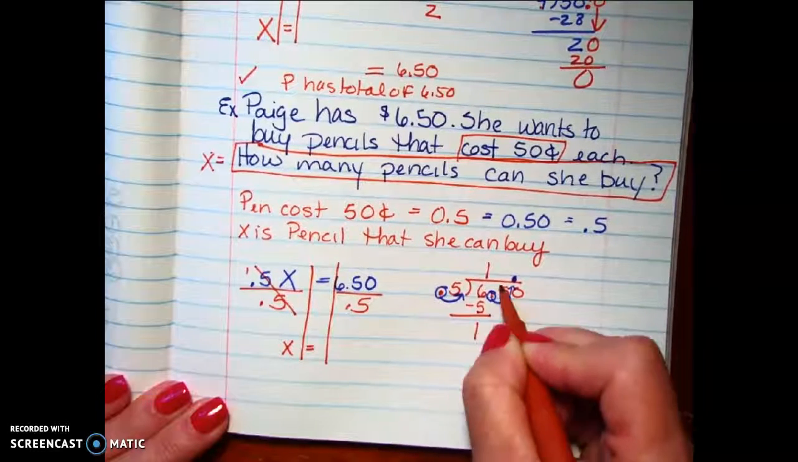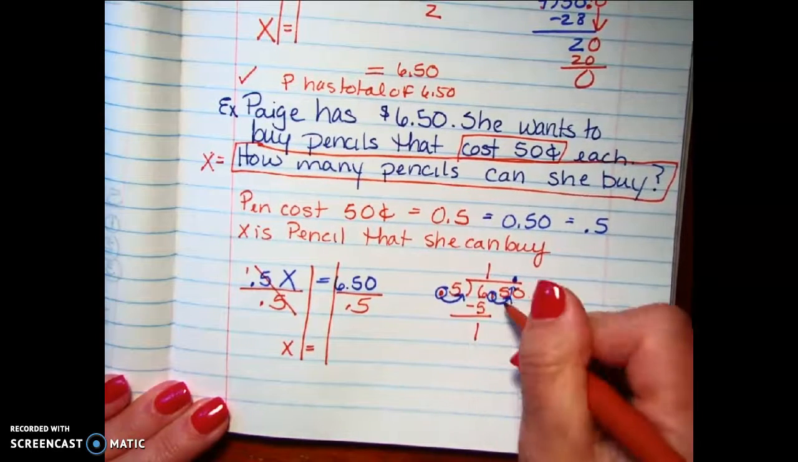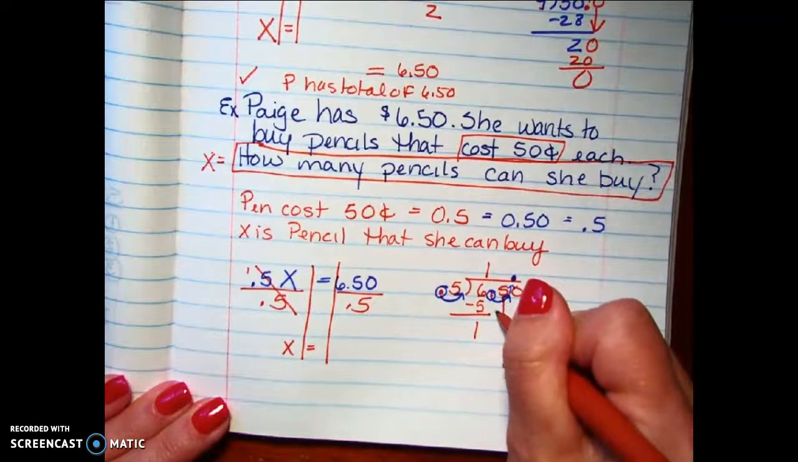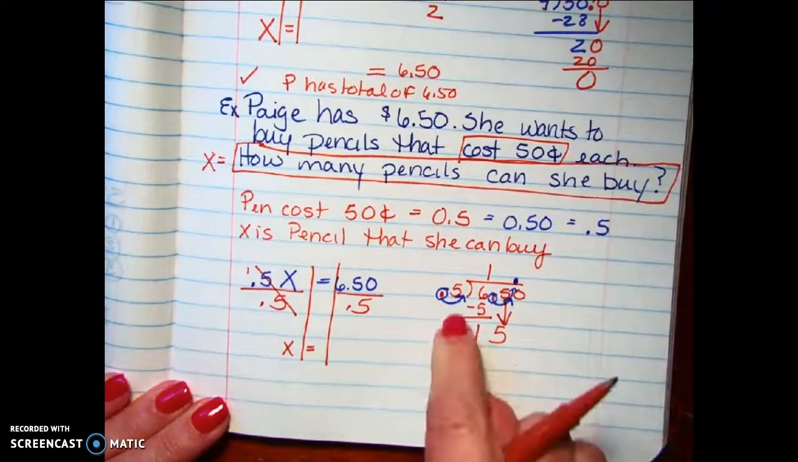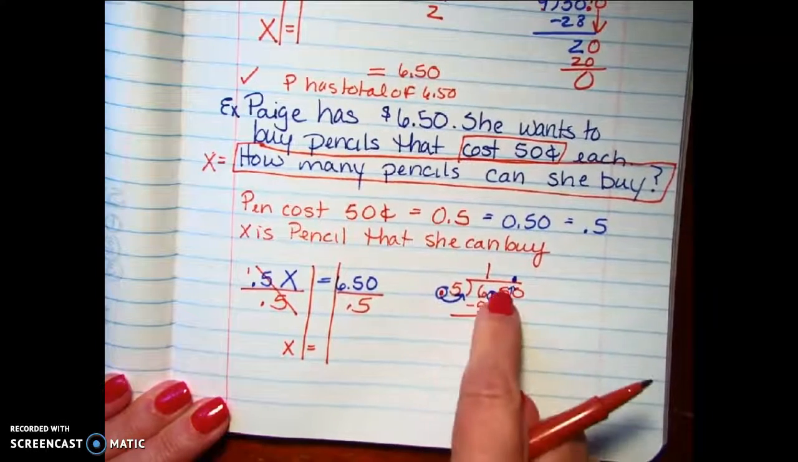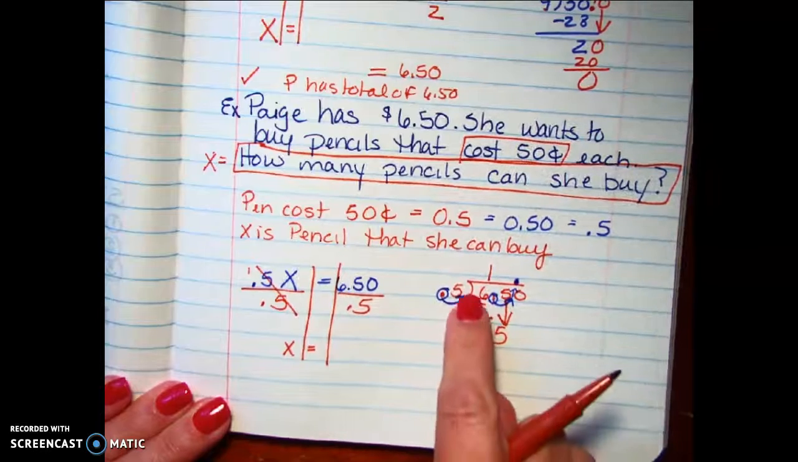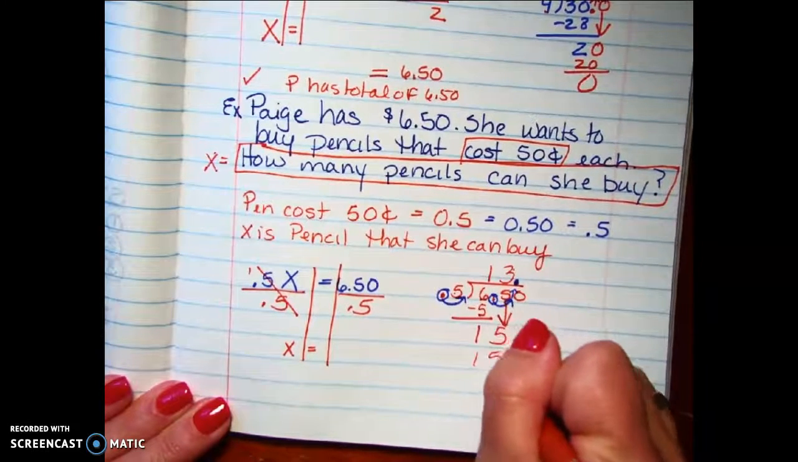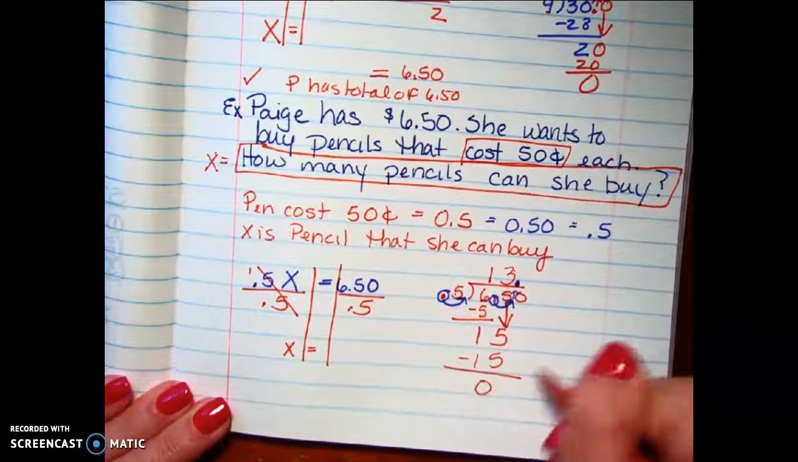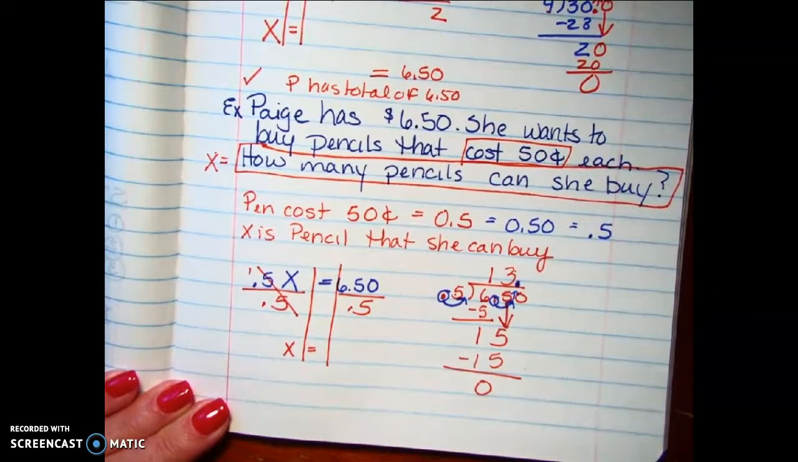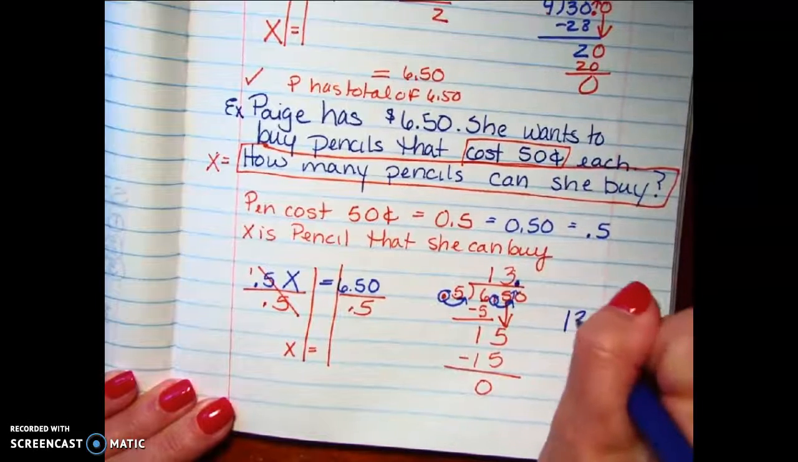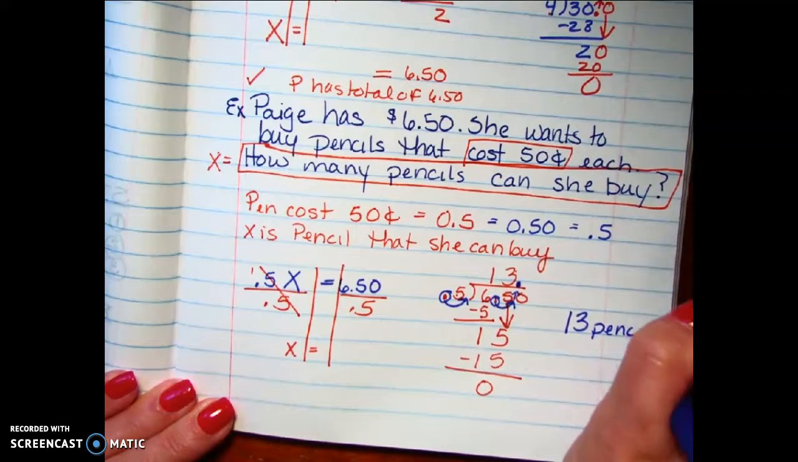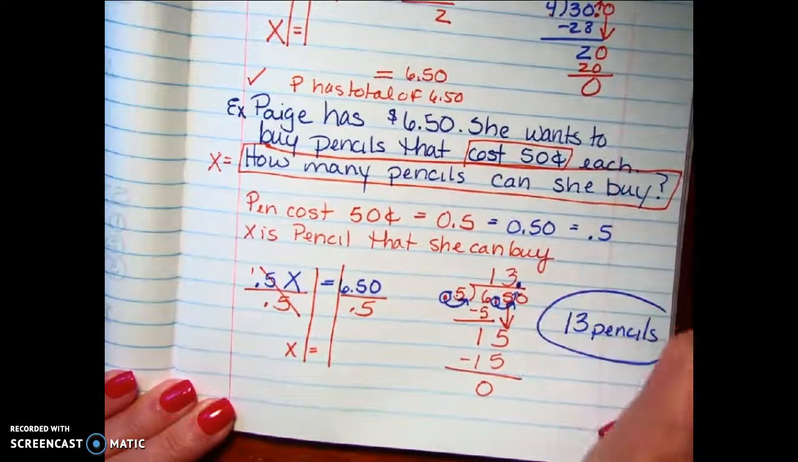Subtract. Oh, now I go over. Where's my number? It's right here. I bring down. Now I say 5 goes into 15. Don't go back up here. Go here, 15. 5 goes into 15 3 times. 3 times 5. Hey, look, I ended up with no remainder. How many pencils can she buy? Paige can buy 13 pencils. And there you have it.